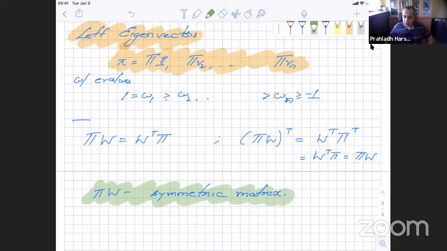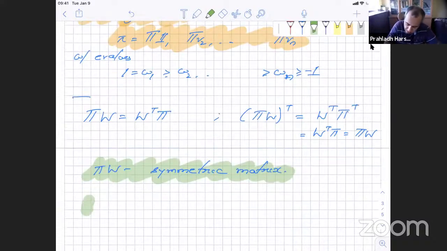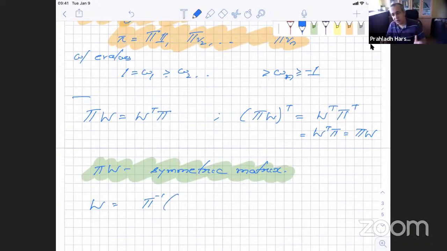Now, why am I doing all of this? What's the random walk matrix? The random walk matrix was W, which I can write as pi inverse times pi W. This seems an utterly ridiculous way to write a random walk matrix. Why would I write W as pi inverse pi W? But notice this is very similar to how I had written D_G inverse A_G for unweighted graphs. This was how we had defined it. Recall this definition.